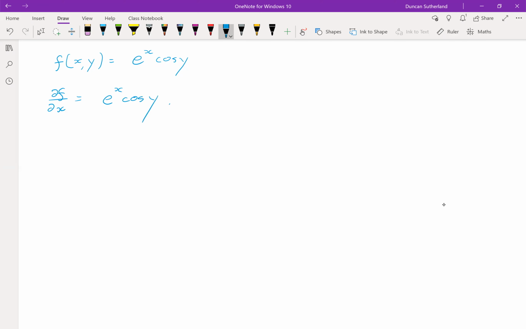And so the first derivative of this function is just this function itself. And indeed, all of the derivatives with respect to x are just this function itself.